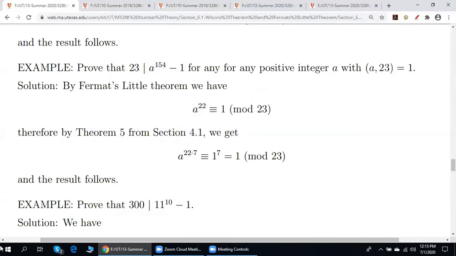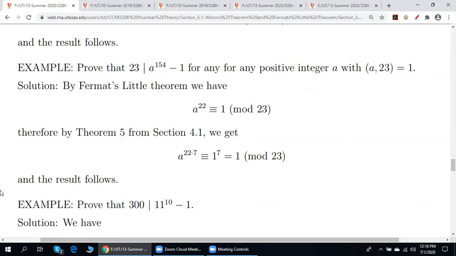But now we have a hard example. Prove that 300 divides 11 to the 10th power minus 1. Note that we cannot apply Fermat's little theorem directly because 300 is not a prime number. So what do we do? Folks, any ideas here? How can we prove it? Can we first start by proving that 3 doesn't divide that? Does not, you said does not. Sorry, that it does divide.